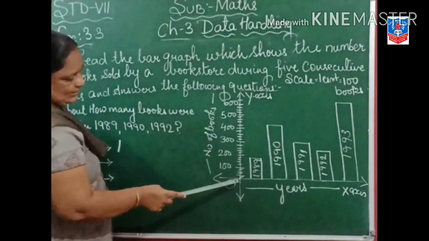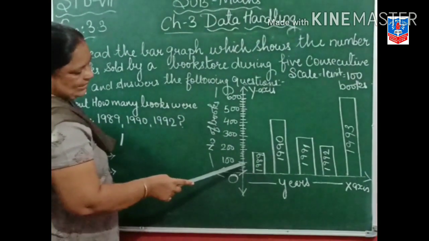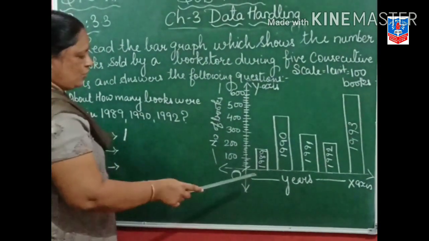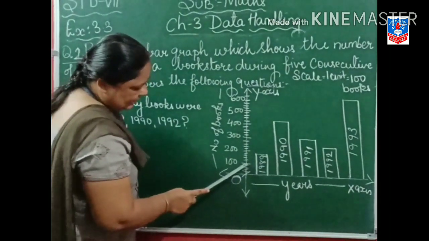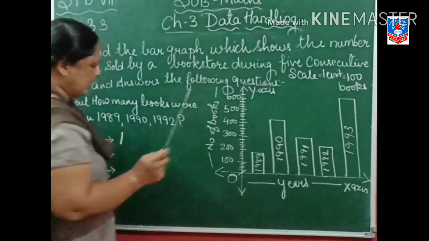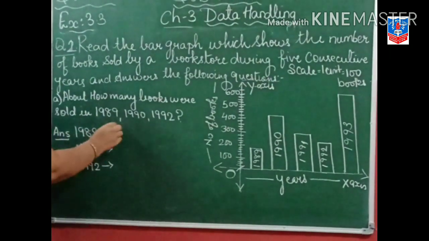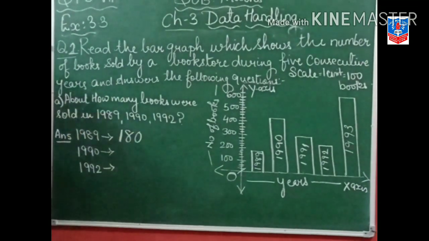Now see, this is 20, 40, 60, 80 and 100. So in the year 1989, see, here it is 100, then 120, 140, 160 and 180. So in the year 1989, it is 180.